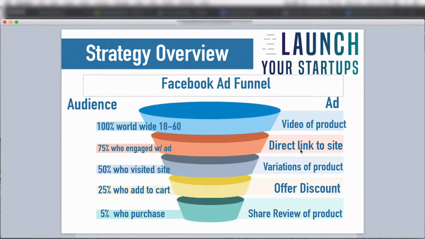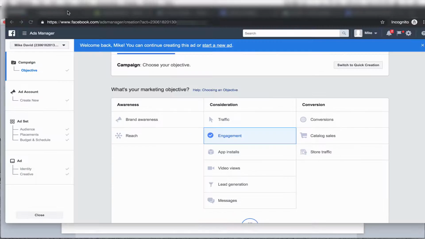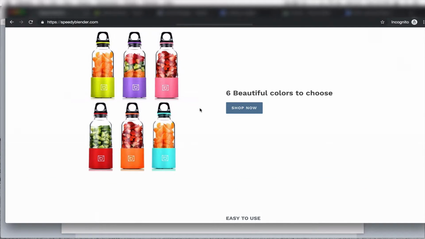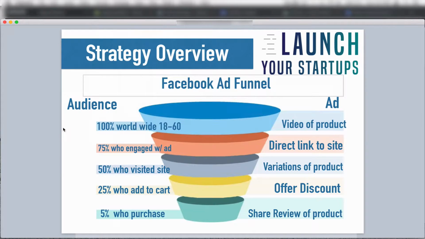Now the people who have clicked the link and visited my site become a warmer lead. So now I want to show them variations of the product. That's a different type of ad that I'm going to show them. I'm going to show them that I have different colors, because they're already aware of my product. They already know what it can do. Maybe they don't know that I have different variations of it, like different colors. So that's for the 50%. Now we're getting warmer with the leads.